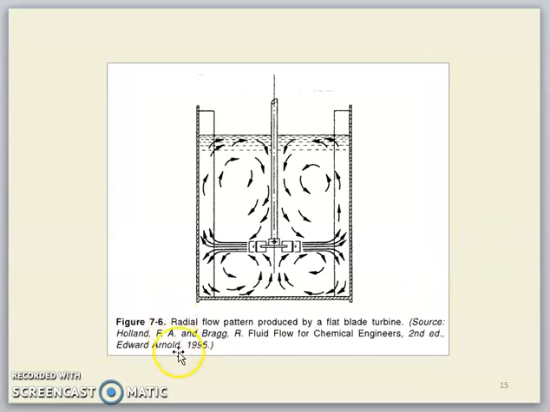The figure here shows the flow pattern that is produced by the flat blade turbine. And you can see here, we need to avoid the stagnant phase. Okay, the radial flow pattern shown here shows that there is no stagnant phase in the fermenter.